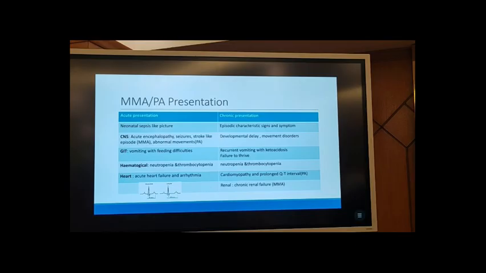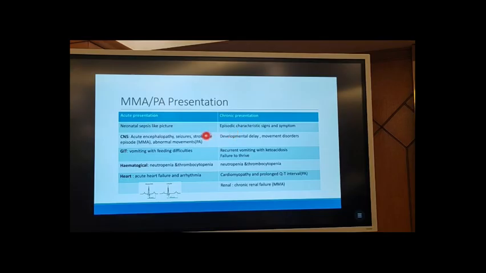The presentation of methylmalonic and propionic acidemia can be either acute or chronic. The acute presentation, if in the neonatal period, is a neonatal sepsis-like picture, refusal of feeding, vomiting, etc. Or they can present in a more chronic form by episodes characterized by, as we have seen in the small boy, recurrent attacks of metabolic acidosis, vomiting, failure to thrive, etc.